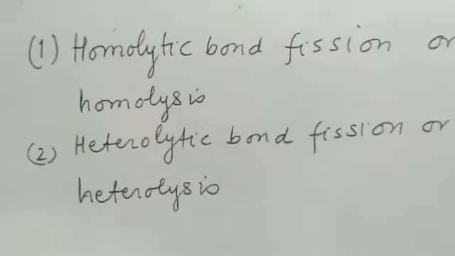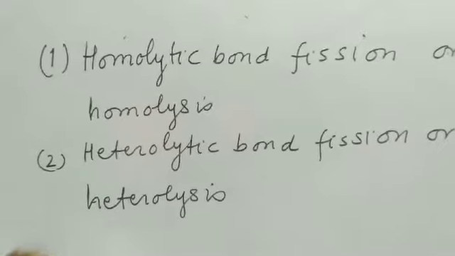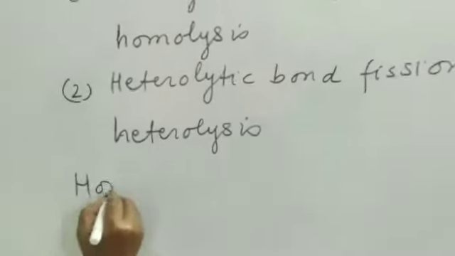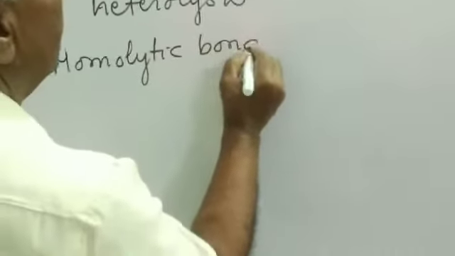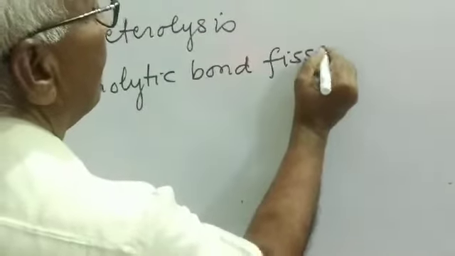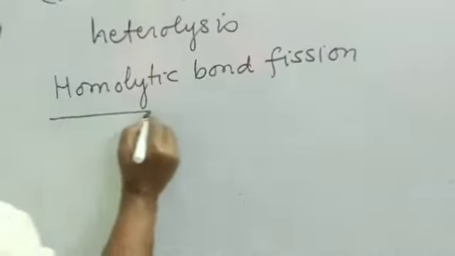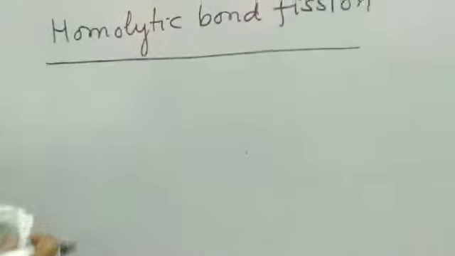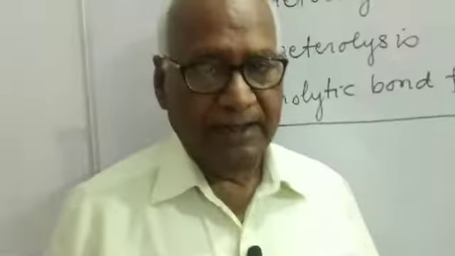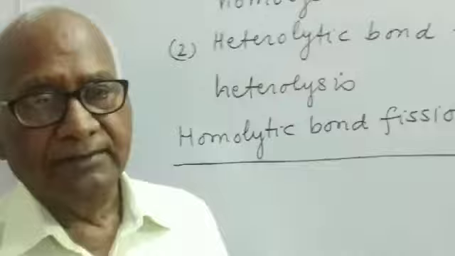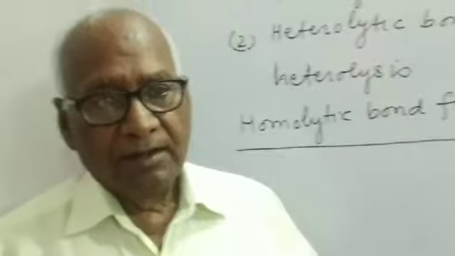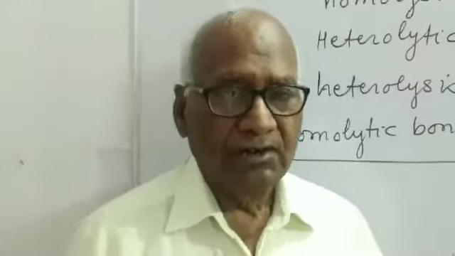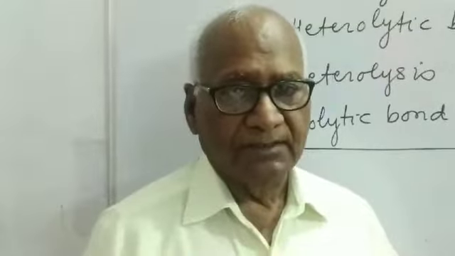Now, what happens in homolytic bond fission? When a covalent bond breaks up in such a way that the shared electrons migrate to their original atoms, this is called homolytic bond fission.